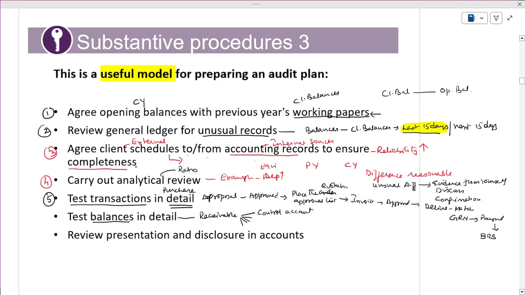You are testing the balances. You are getting the confirmation. You will send the confirmation to a sample of people, a sample of suppliers, and you will get confirmation. Again, I will tell you this, you will have positive confirmation, you have negative confirmation. Okay, review, and once it is done, you have to review the presentation of the disclosures. Means we should not stop, we have to make sure that till the end things have been in place.